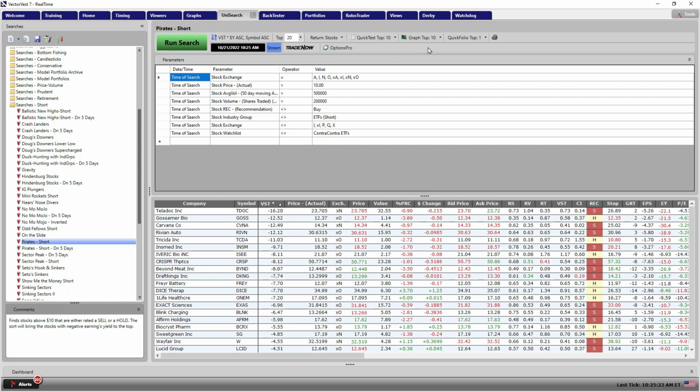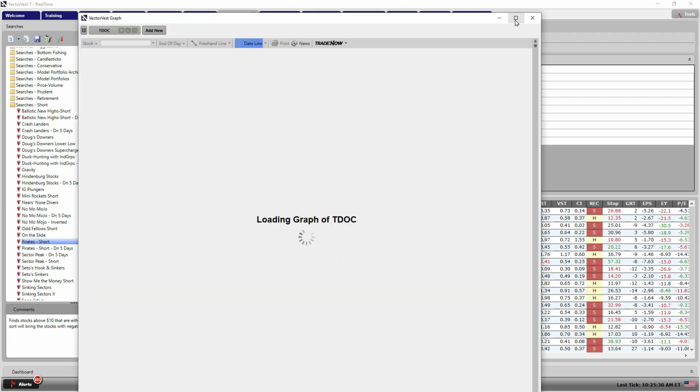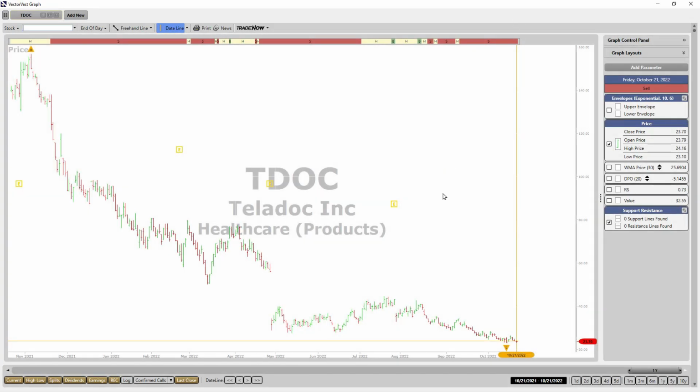If I click on the graph option up here, let's drop that down to graph. Well, I'll tell you what, let's just graph the top 10. And let's take a look. Well, here's Teladoc. Teladoc is an example of a stock that I really like to be bearish on. It's moving very nicely from the upper left to the lower right.